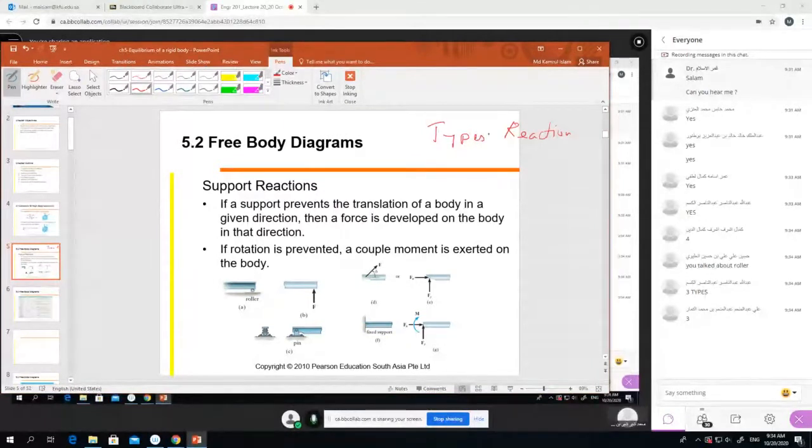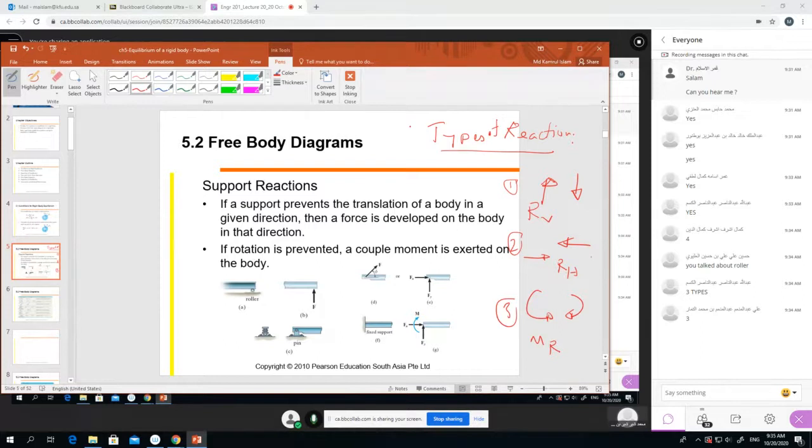We said the reaction could be vertical, RV. It could be downward or upward, it doesn't matter. And horizontal reaction, RH, could be to the left side or the right side, it doesn't matter. And the resisting moment, MR, or moment reaction. So these are the three types of reaction we can have.